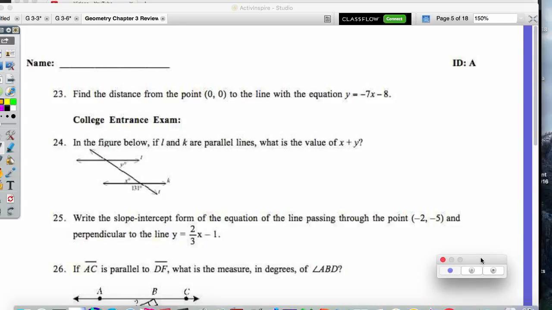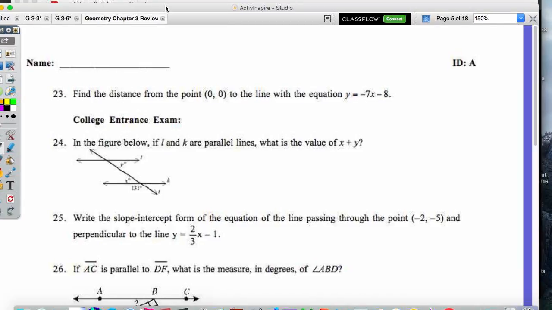So as I said in class, you're going to skip 21, 22, 23. And number 24, it says college entrance exam. So this is actually one that would be like on an SAT type test. In the figure below, if L and K are parallel lines, what is the value of X plus Y?